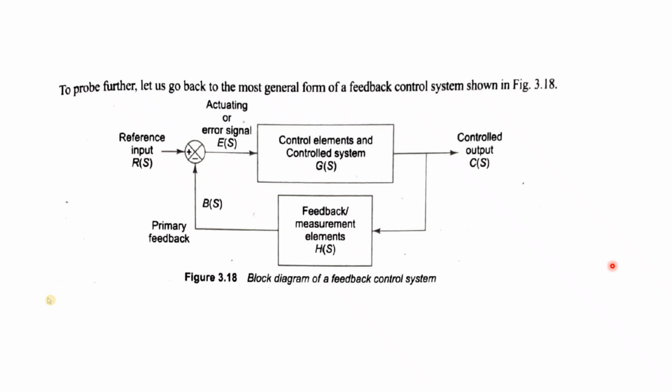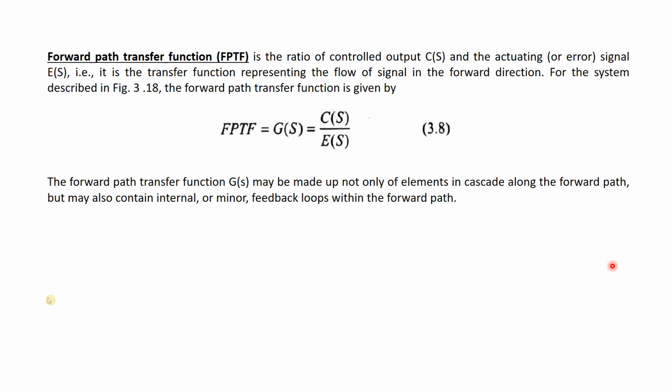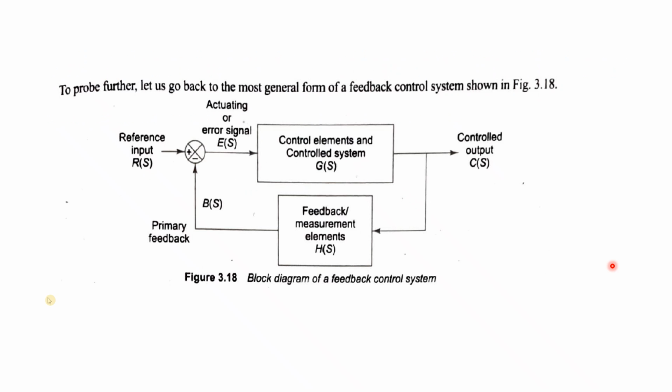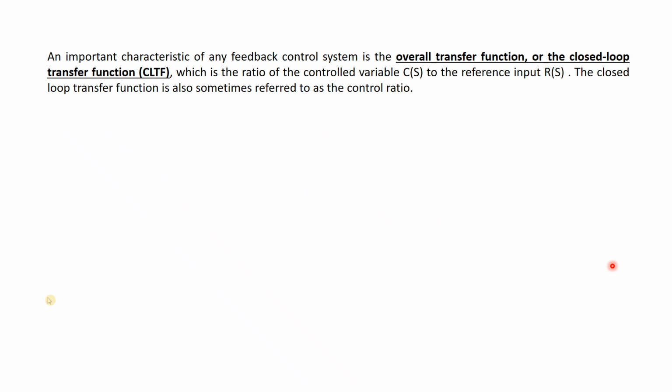Because CS by RS is the ratio of the signals, that will be equal to some transfer function in terms of GS and HS. In an open loop system it was very simple, just GS and HS. But in a closed loop system you have to calculate and derive.